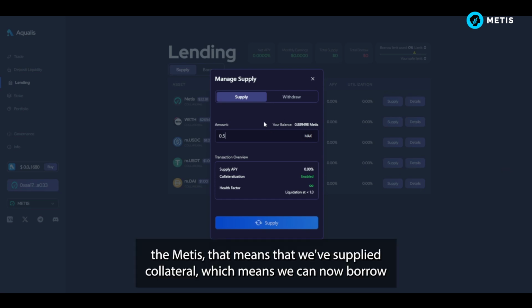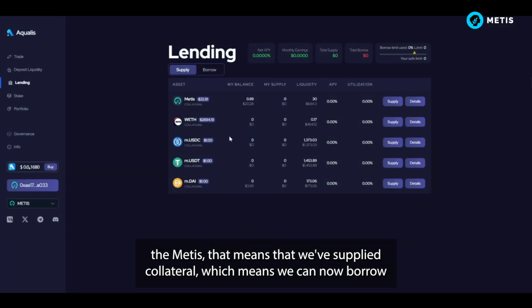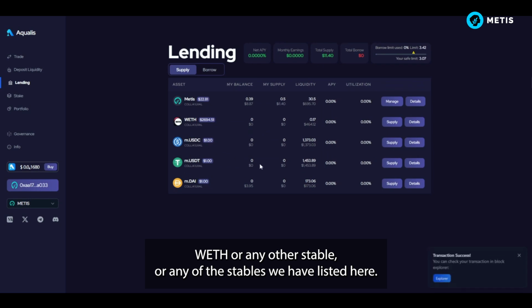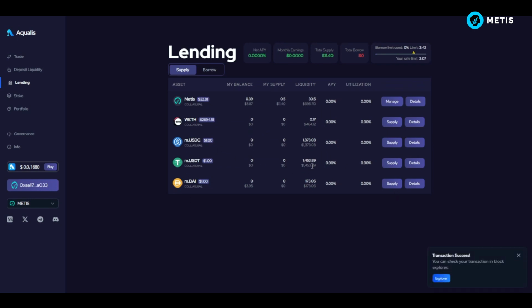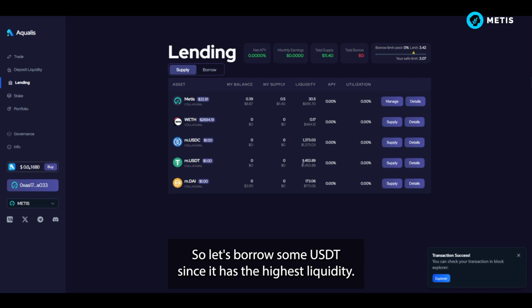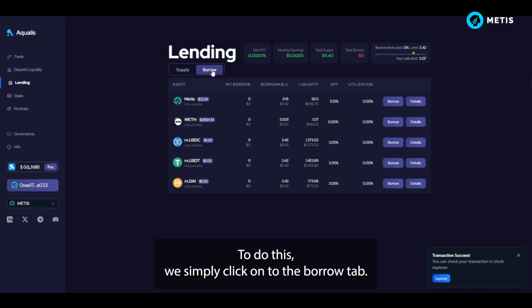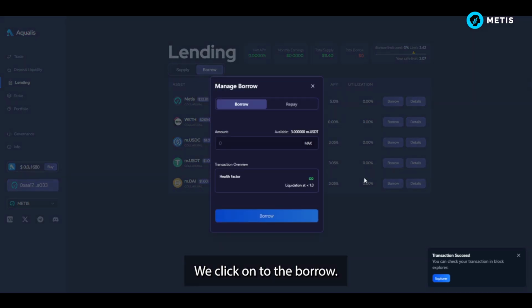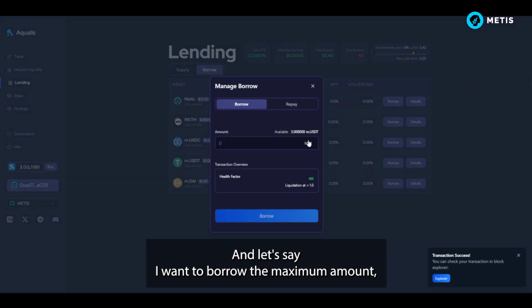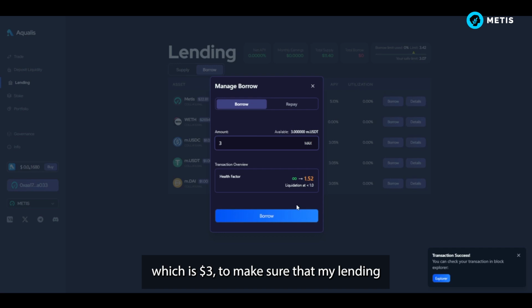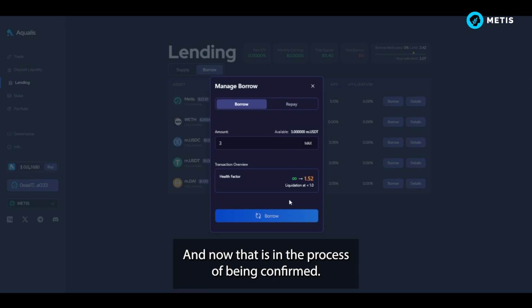Once we supply the Metis, that means that we've supplied collateral, which means we can now borrow ETH or any of the stables we have listed here. So let's borrow some USDT since it has the highest liquidity. To do this, we simply click onto the borrow tab. We click onto the borrow, and let's say I want to borrow the maximum amount, which is $3, to make sure that my lending is at a healthy health factor. All right, and now that is in the process of being confirmed.